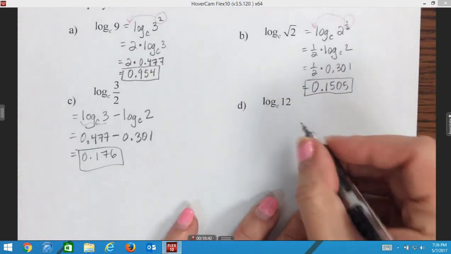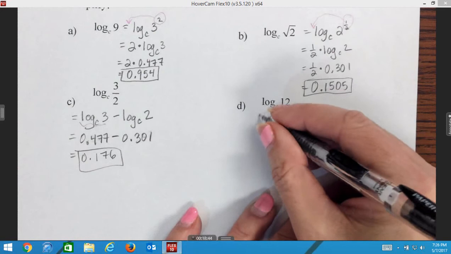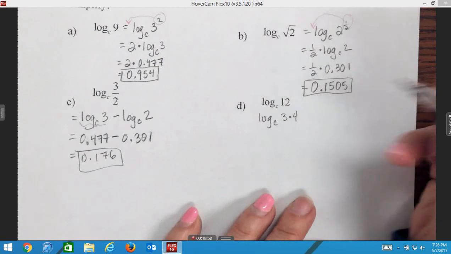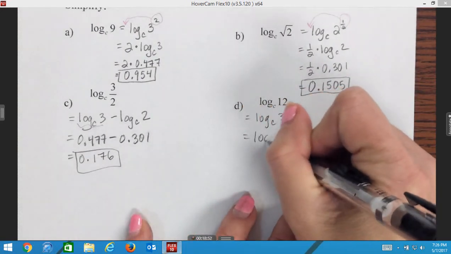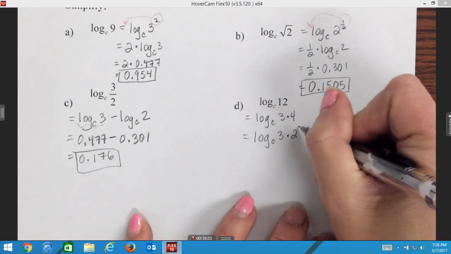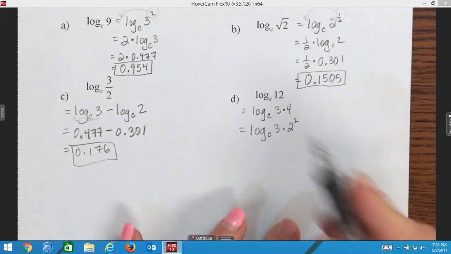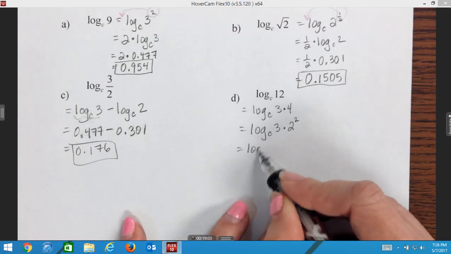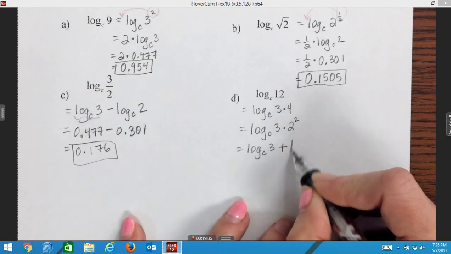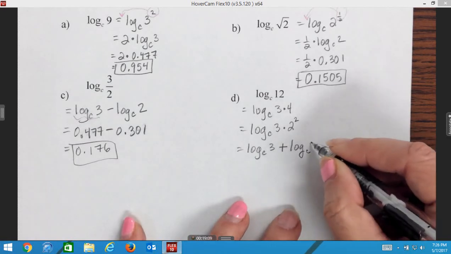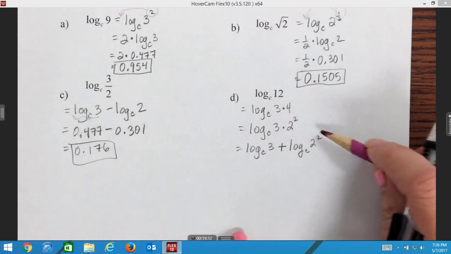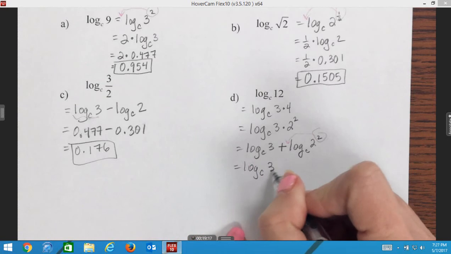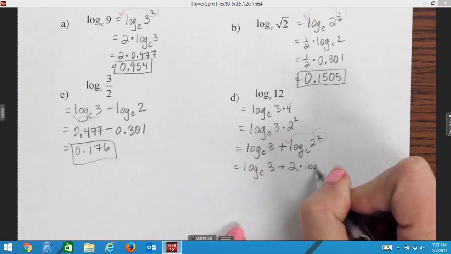Last one, I'm looking at 12 and I'm thinking about 2 and 3. Let's see, log base C of 12, that would be the same thing as 3 multiplied by 4, which is the same thing as log base C of 3 multiplied by 2 squared. And then we have our 3's and our 2's, so we can expand this out. Log base C of 3 plus log base C of 2 squared. We take that 2 and move it in front.